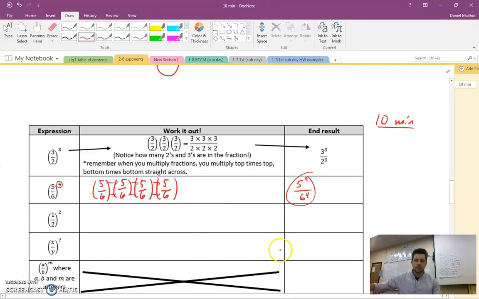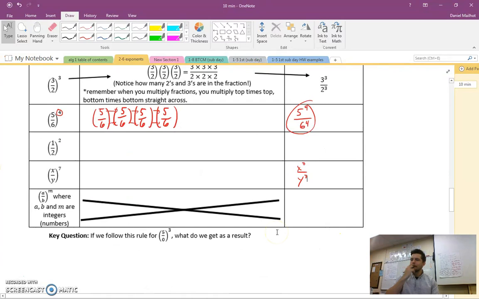So, hopping down to this last example, we don't need to write it all out. Let's use our logic. Skip ahead. x to the 7th over y to the 7th. It's kind of like it got distributed. That exponent got distributed to the numerator and denominator. So this last one, this mathematical definition one with just variables, the exponent is m. So a to the m over b to the m.